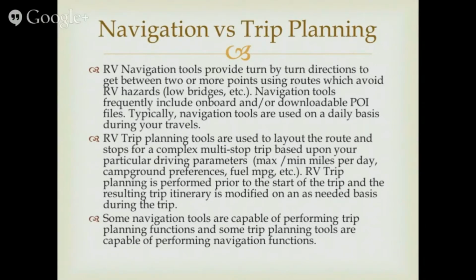Trip planning tools are used to lay out the route and stops for a complex multi-stop trip based on your particular driving parameters. That is, what's your maximum and minimum miles per day, how fast do you travel, what are your campground preferences, how far can you go between fuel stops. Those kinds of things can be used in trip planning.